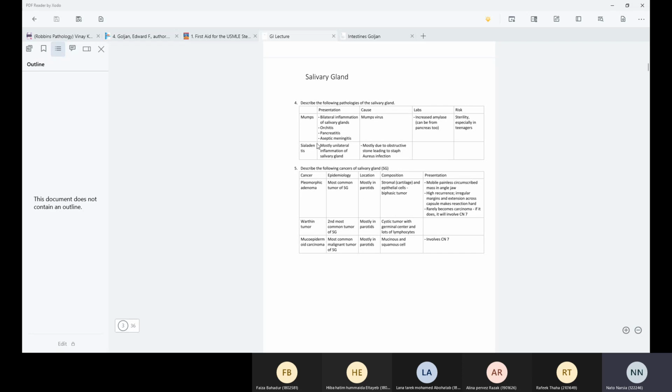Also, pay attention to infectious and inflammatory conditions of the salivary gland. Mumps is the most common virus that affects the parotid gland, and sialadenitis is an inflammatory condition that can be caused by infection itself, for example Staph aureus, or you might have it because of obstruction. You know from general pathology that an obstruction of the duct will lead to inflammation of the gland.